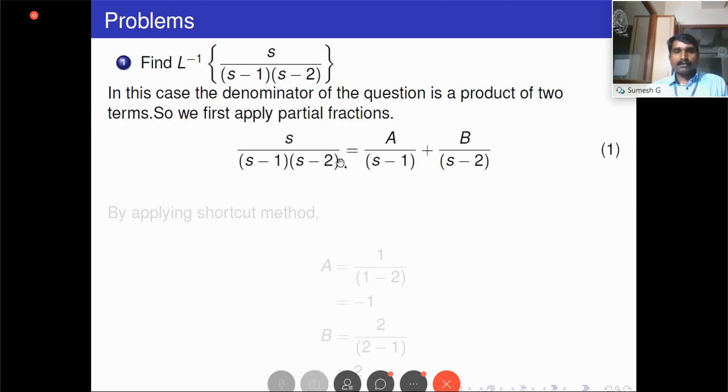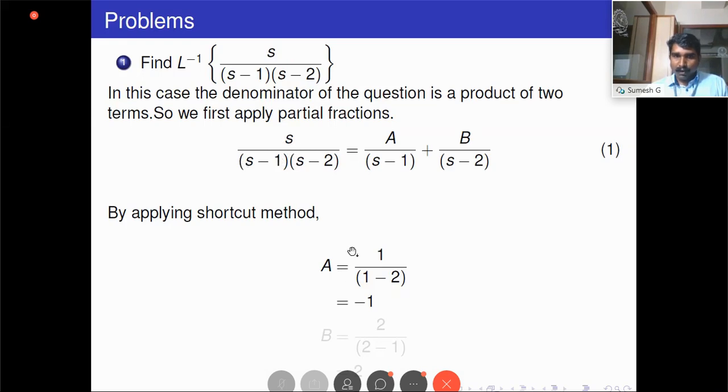Partial fraction form is s by s minus 1 into s minus 2 equal to a by s minus 1 plus b by s minus 2. Here we can apply shortcut method because denominator is product of distinct first degree terms. So to find a, we have to substitute s equal to 1. S equal to 1 is obtained by substituting denominator of a to 0. So we have to substitute s equal to 1 here and here, not in the factor s minus 1.